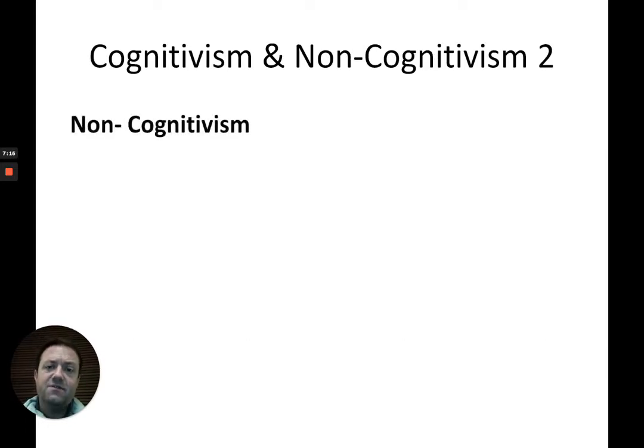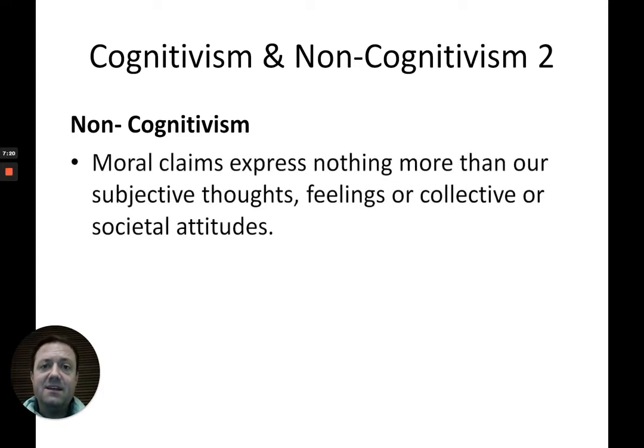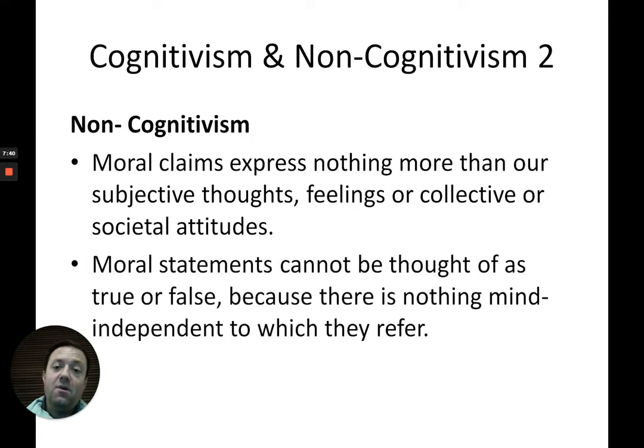All right. Now, non-cognitivism, on the other hand, can more or less be linked to moral subjectivity. So, moral statements or moral claims express nothing more than our thoughts and feelings and attitudes. Okay, rather like my monarchy example. It just expresses my thoughts about the monarchy. It doesn't say anything factual. All right. And moral non-cognitivism or moral subjectivism states that moral claims cannot be thought of as true or false. There's nothing mind-independent to which they refer. Unlike the case of the flat earther, who is just plain wrong, because there are facts that you can refer to that exist independently of what we happen to think.